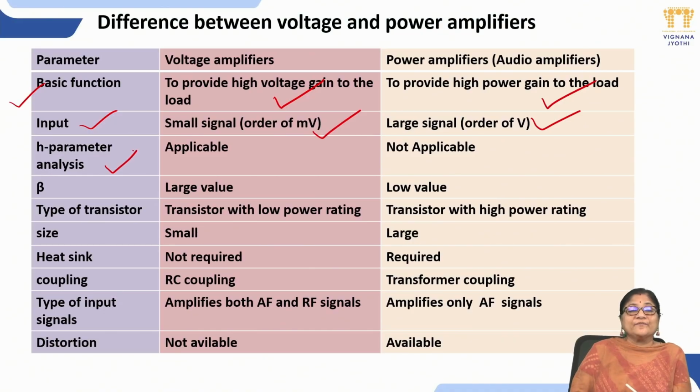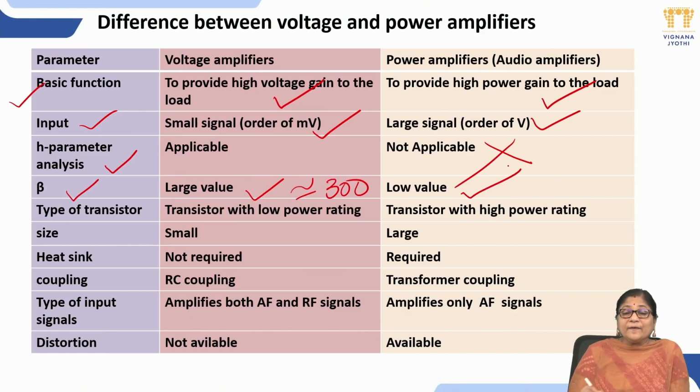Then one analysis technique is popular for electronic circuit analysis, which is known as H parameter analysis. It is applicable for voltage amplifiers, but it's not applicable for power amplifiers, because H parameter analysis is a small signal amplifier analysis technique. Then coming to the beta. Beta is the DC current gain. So it is larger for voltage amplifiers, of the order of some 300 and so on, but it is a very low value for power amplifiers.